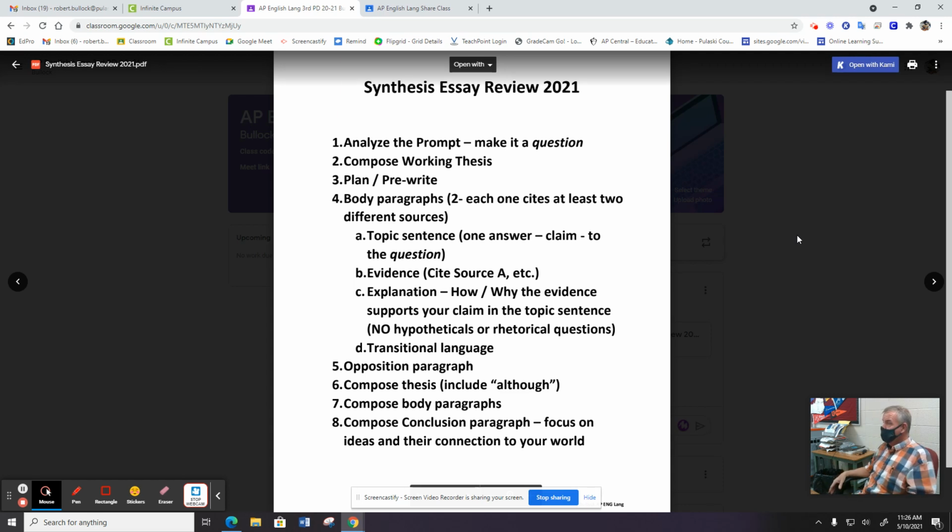The people who are testing online do not have that option. They have to take them in order. They can't skip around. So they will do synthesis, rhetorical analysis, and then argument. Just like on the multiple choice, they can't go back and forth between questions.